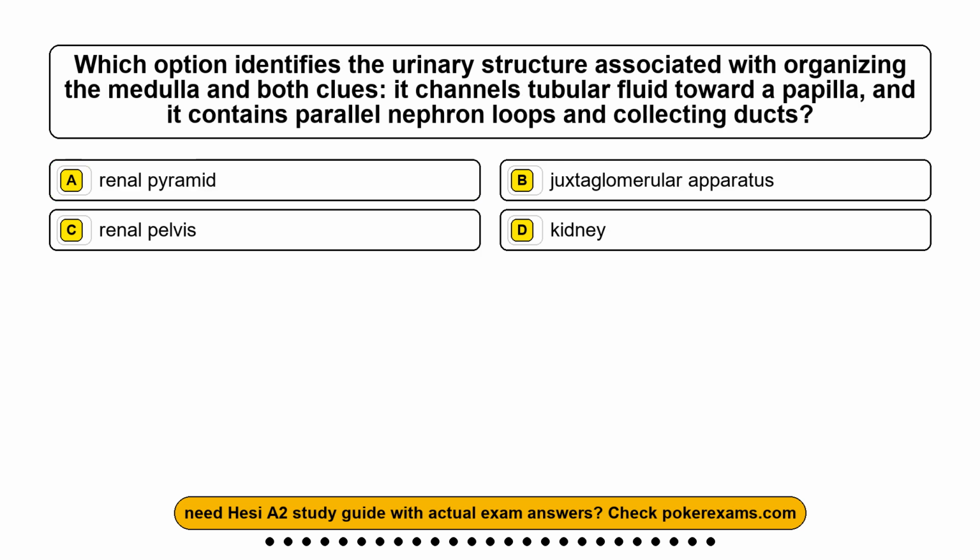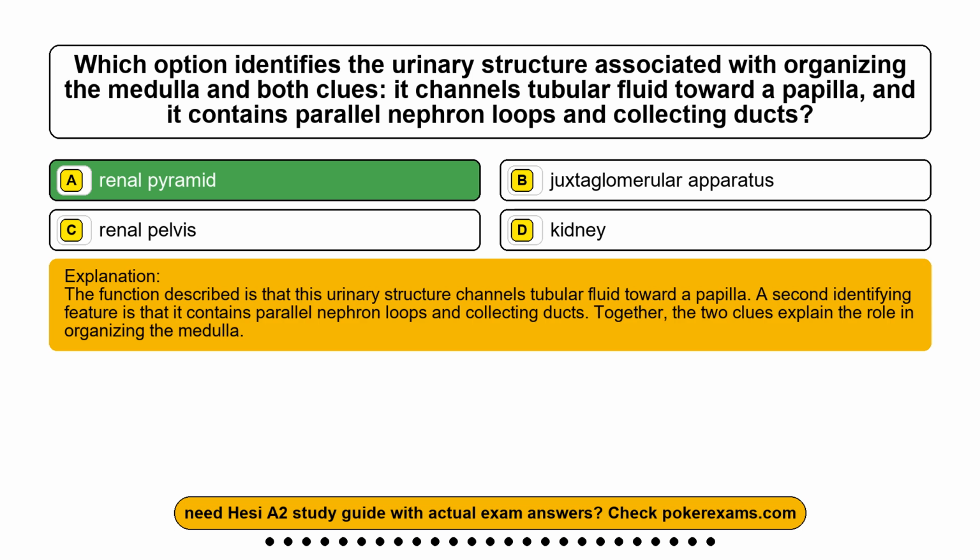Question 7. Which option identifies the urinary structure associated with organizing the medulla? In both clues, it channels tubular fluid toward a papilla, and it contains parallel nephron loops and collecting ducts. Option A, renal pyramid. Option B, juxtaglomerular apparatus. Option C, renal pelvis. Option D, kidney. The correct answer is option A, renal pyramid.